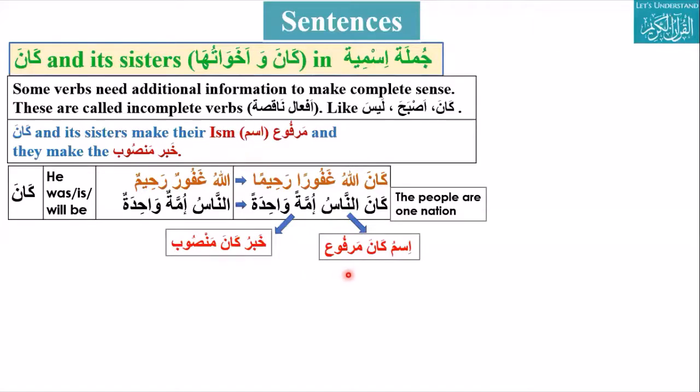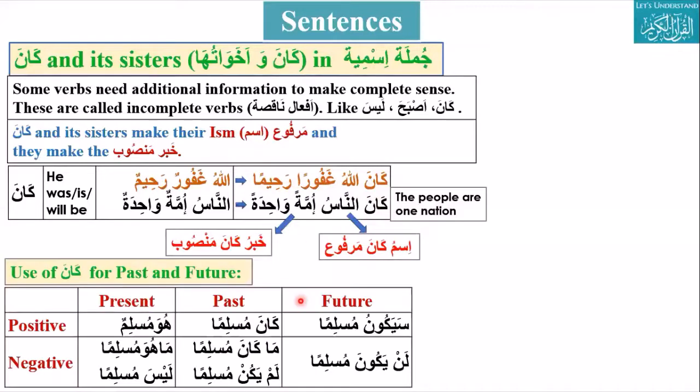Jumla Ismiya. Okay, we can also say Kana, people were one nation, or people are one nation. Sometimes Kana can also be used as always, like here Kana Allahu, for Allah subhanahu wa ta'ala. Allah is always extremely forgiving, always merciful. Okay, so there are some other uses of Kana. Use of Kana in past and future.